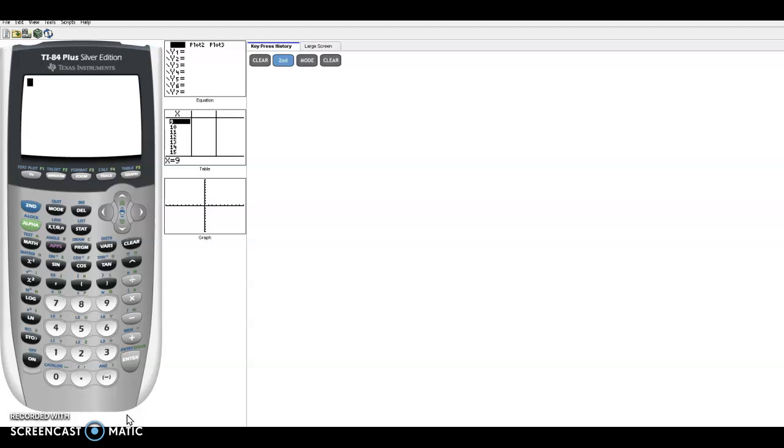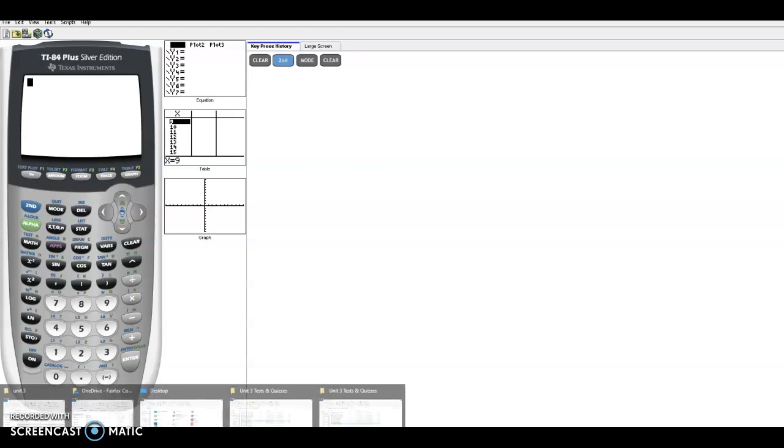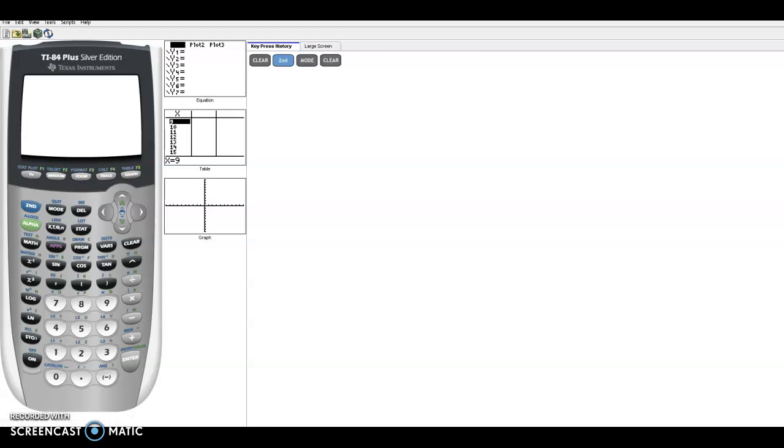I'm going to do number 25 because number 25 is crazy. You're given the equation, and you're given R and P. R is your revenue, and P is the price. So the price in this case is going to be your X value. R is going to be the revenue, so R is going to be Y, and X is going to be P. We're going to put that into the equation editor, the Y equals right here.